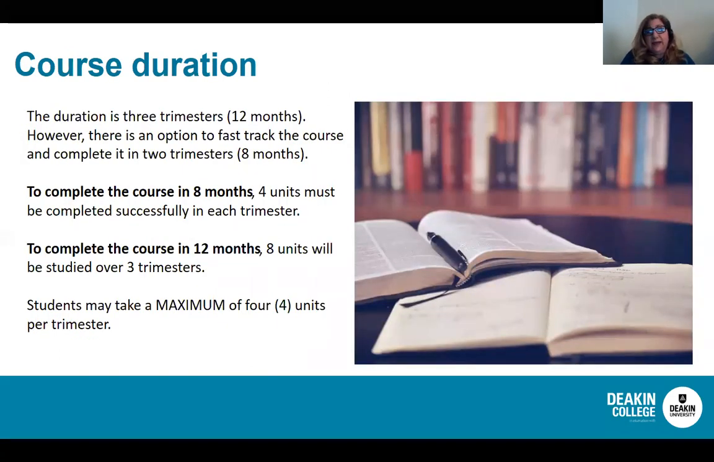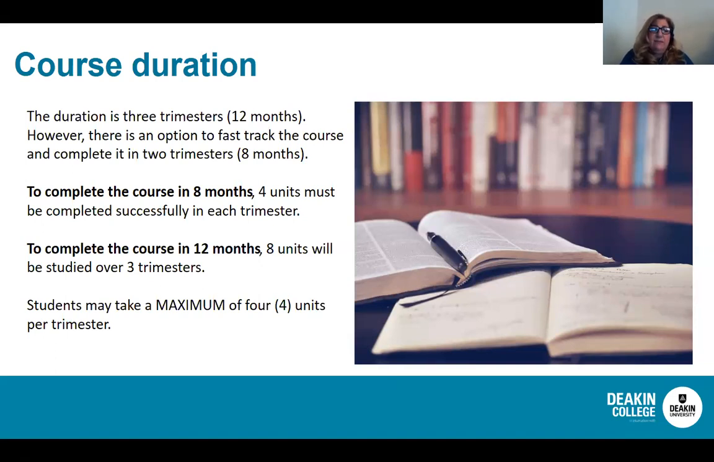You can complete the diploma using the fast track or the normal track. So what does that mean? If you choose the normal track, which is the most recommended, you're completing the diploma over a year or 12 months. And if you choose the fast track, then you're completing the diploma over 2 trimesters or 8 months.